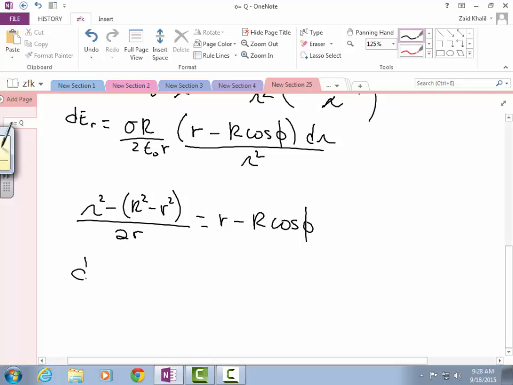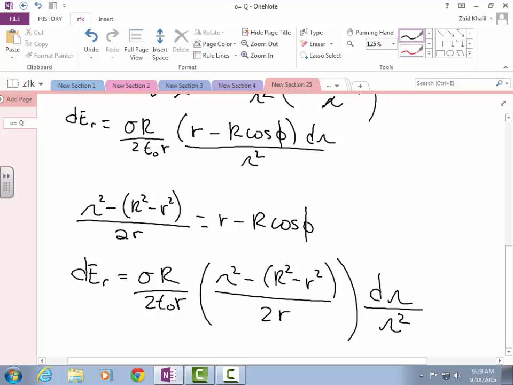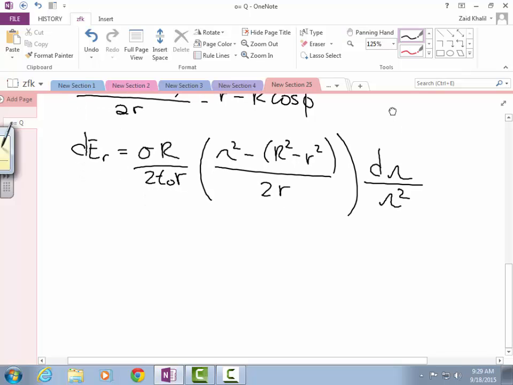We have that dE little r is equal to what? We have a sigma big R over 2 epsilon 0 little r, right? And then let's sub in this thing, which is script r squared minus R squared minus little r squared, okay? And then we have a 2 little r, correct? And then we have a d script r over R squared. Notice this is just getting to the point. We're right now at the point where we can begin integrating it.